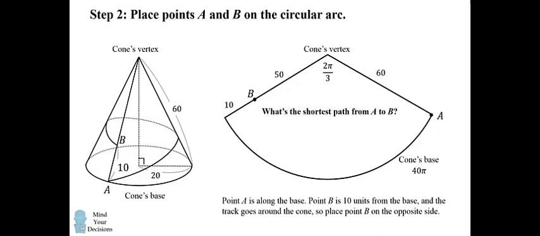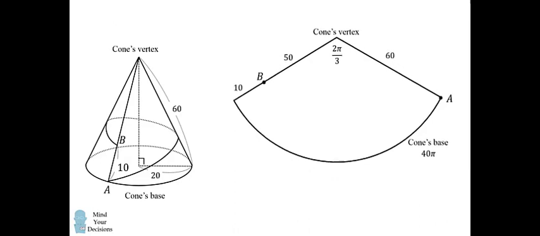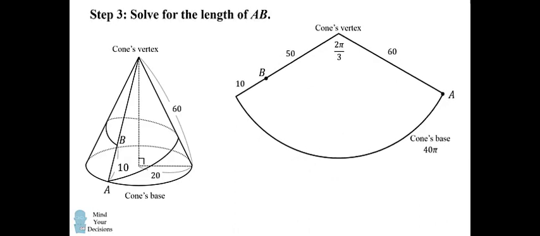Now, what's the shortest path from A to B? Well, in this circular arc, the answer is simple. It's a straight line between points A and B. So now, we're going to solve for the length of AB. We draw a straight line between A and B. So how can we solve for this length?